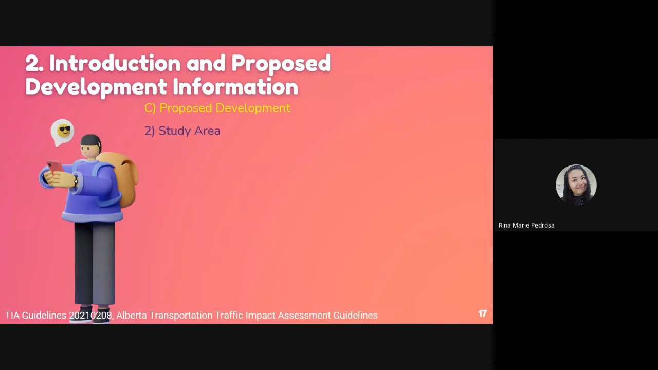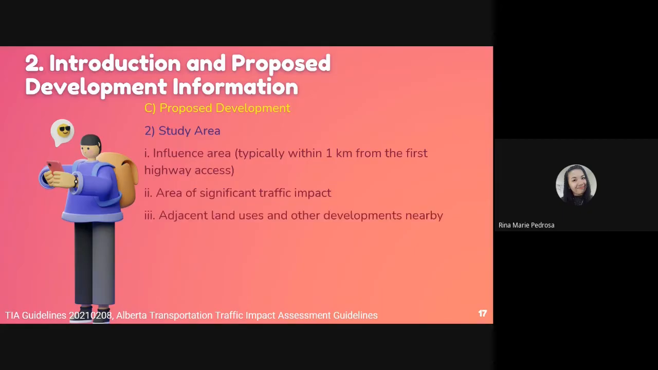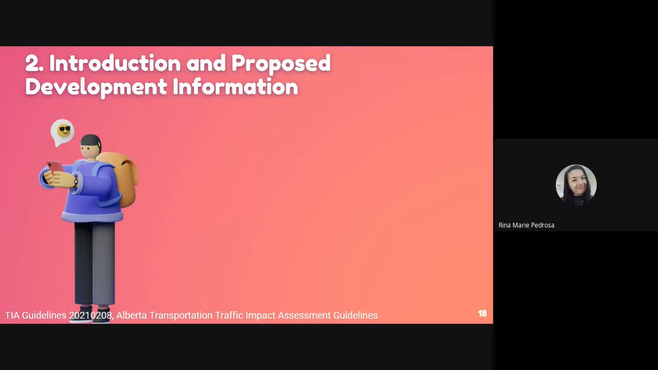Next, in the study area, it should contain the influence area, typically within 1 kilometer from the highway access, area of significant traffic impact, and the adjacent land uses and other developments nearby. TIA should include traffic by other proposed developments. So as a part of the background traffic, it is best practice to have a combined TIA for multiple developments within the study area to see the cumulative effects it will have on the highway.